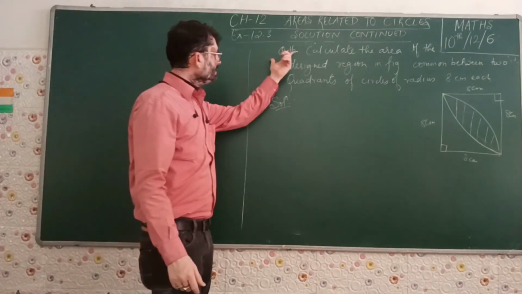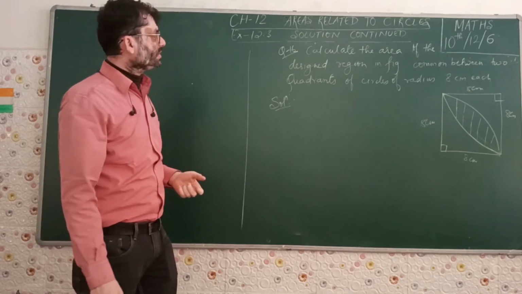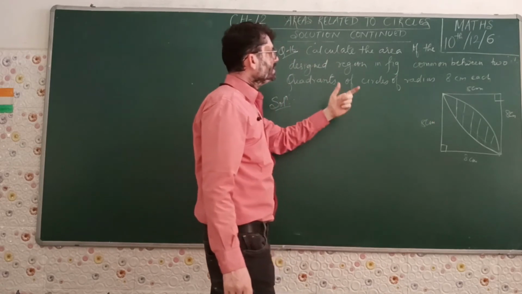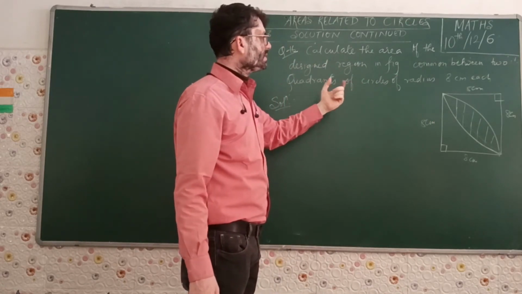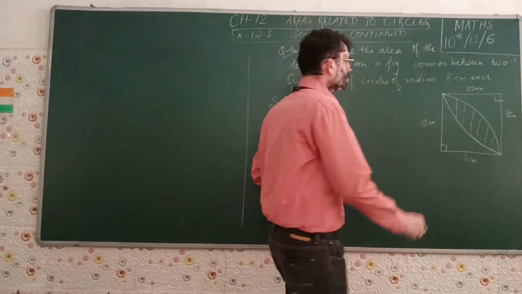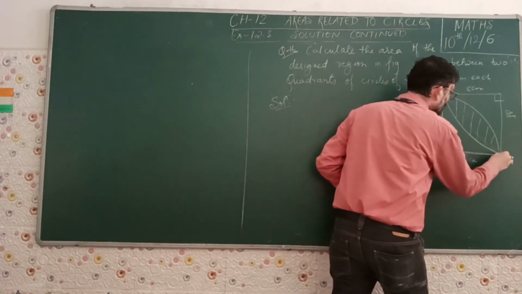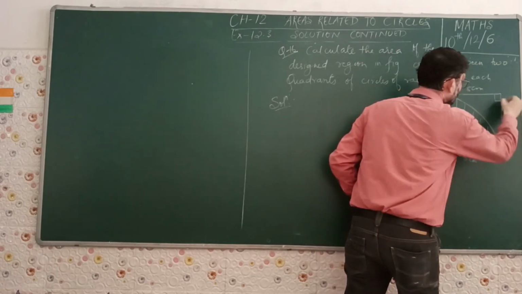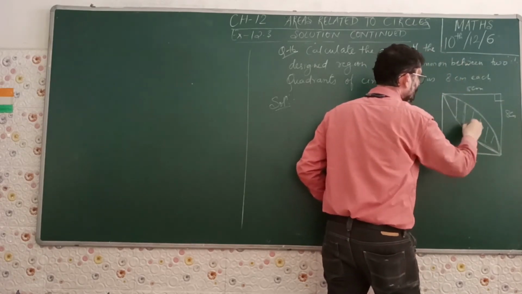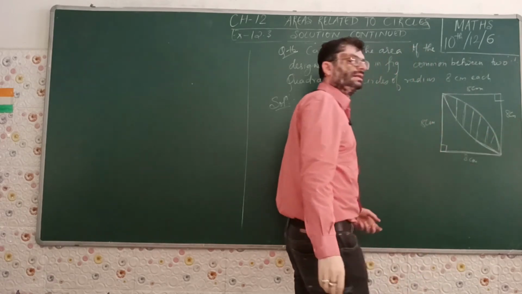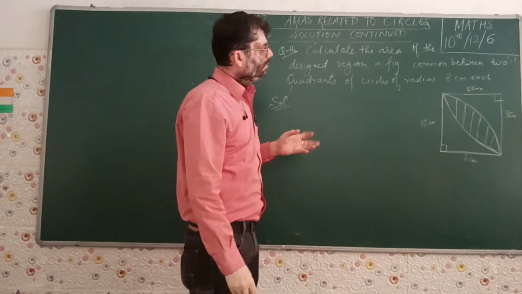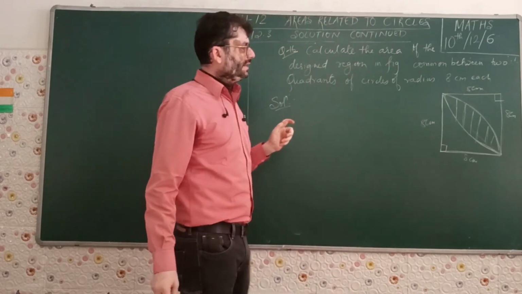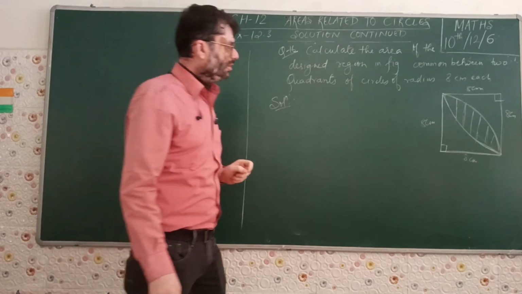Question number 16, the very last question of this exercise. Calculate the area of the shaded region as shown in the figure, which is common between the two quadrants of the circle of radius 8 cm. So this is one quadrant, and the second quadrant is from this side, and we need to find the area enclosed between the two quadrants. Now, while observing, it seems to be very difficult, but it is the easiest way to solve it.